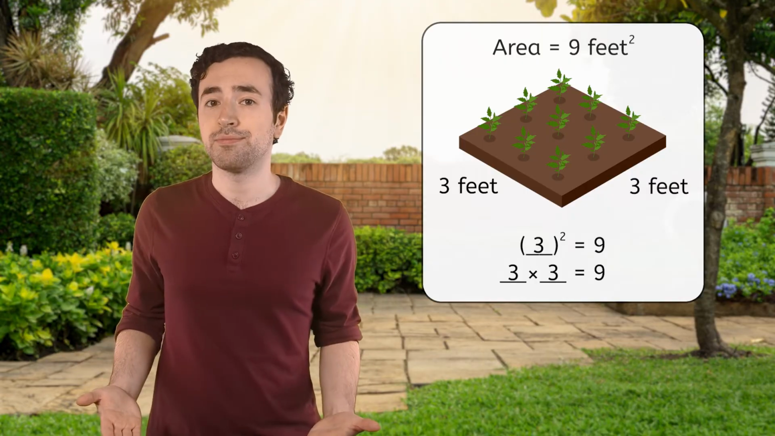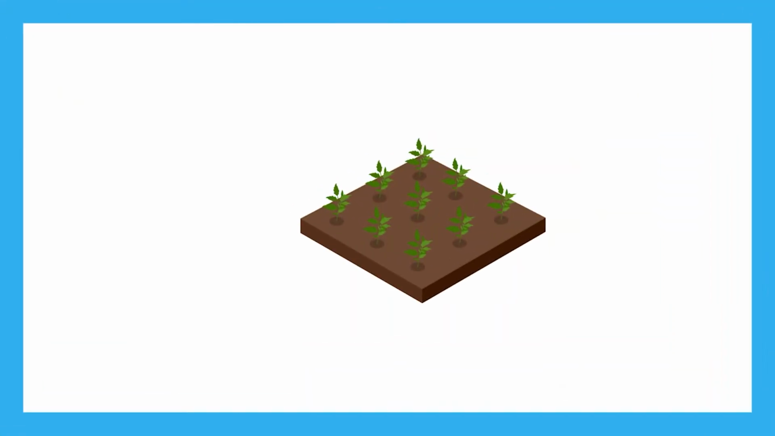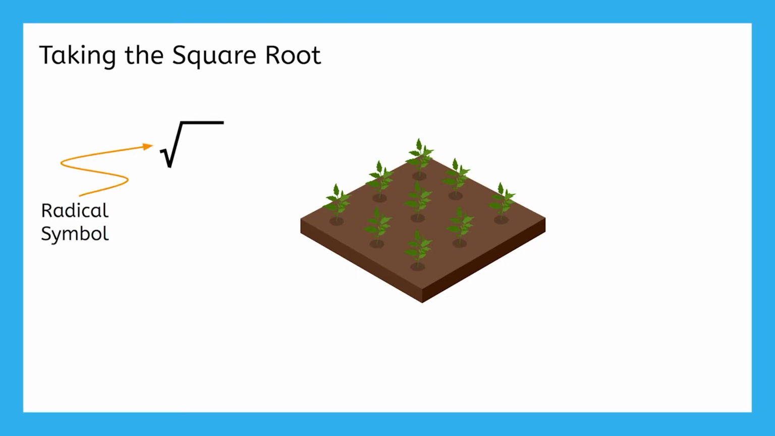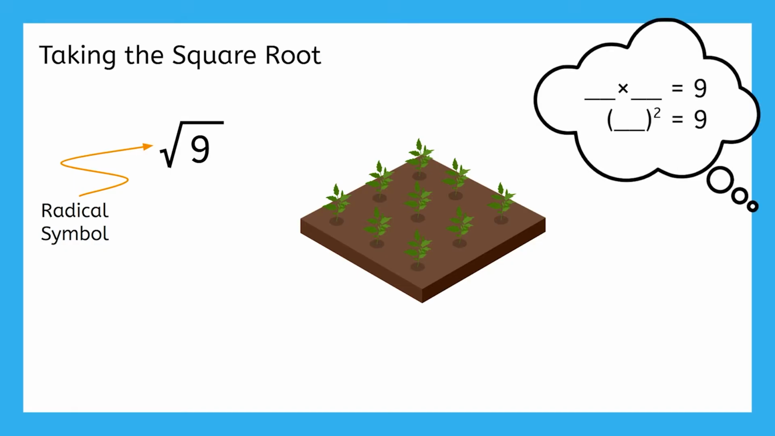There's actually a math term for the process we just did. It's called taking the square root. Its symbol, which looks like this, is called a radical symbol. Let's try it with 9. We read this as the square root of 9. This tells us we need to think of a number that, when multiplied by itself, or squared, gives the original number under the symbol. Here, since 3 times 3, or 3 squared, equals 9, the square root of 9 equals 3.